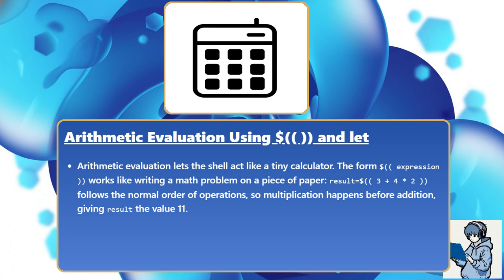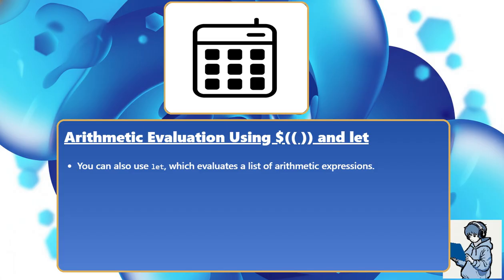So multiplication happens before addition, giving result the value 11. result=$((3 + 4 * 2)), which is 11. echo $result prints 11. You can also use let, which evaluates a list of arithmetic expressions. let result=3+4*2. let a=5 b=a+2 c=b*3.